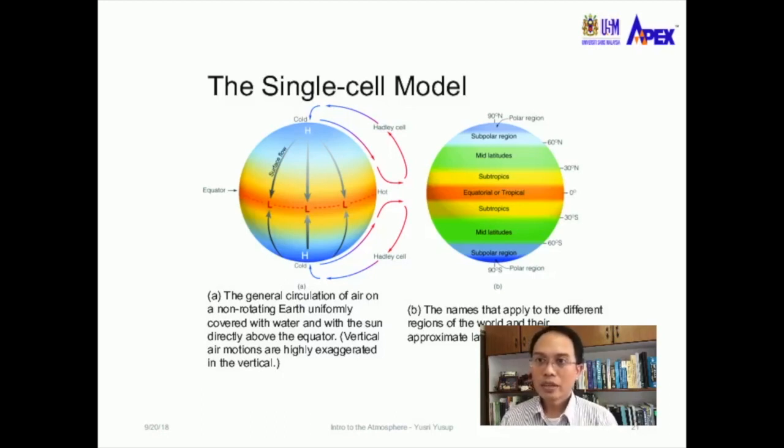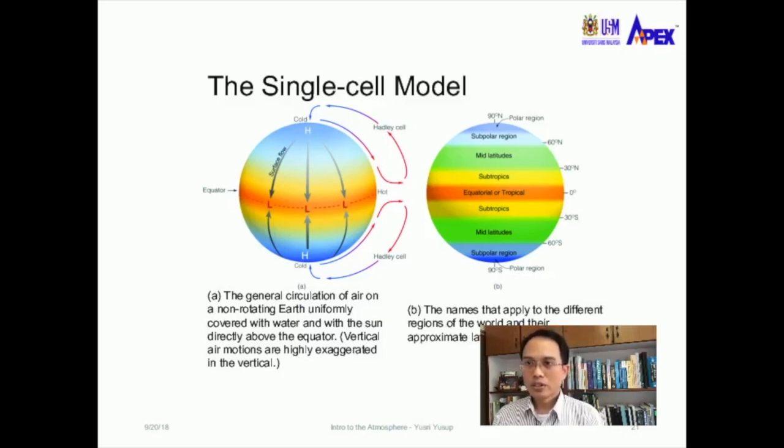In the middle is the low pressure zone because air is hot and hot air rises. And in the north and south pole is the high pressure zone where cold air descends into the surface. Now this vertical motion is highly exaggerated in the vertical. It doesn't go at that larger distance, larger height compared to the size of the sphere.